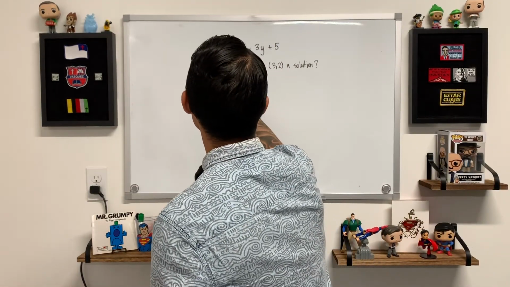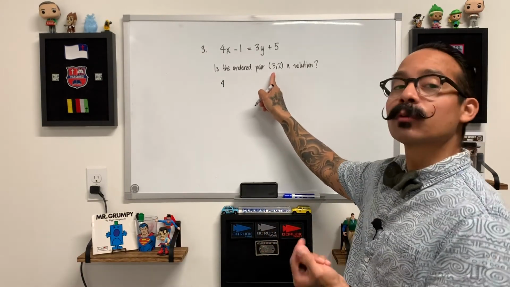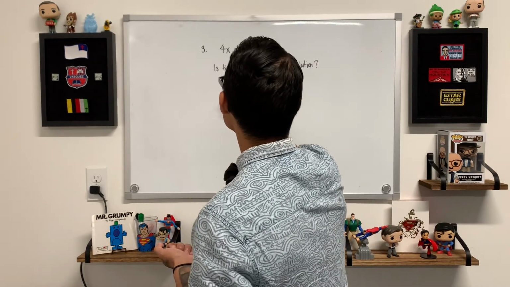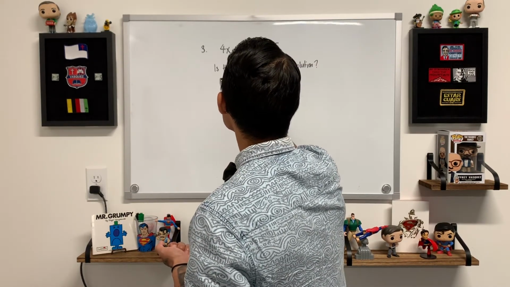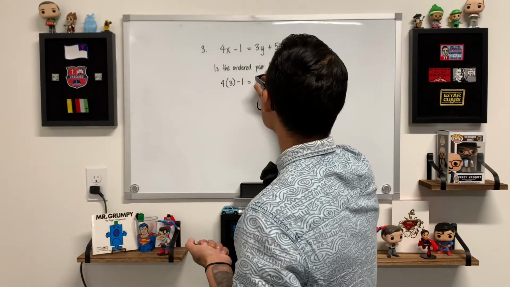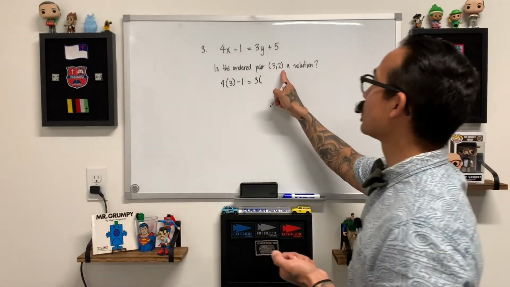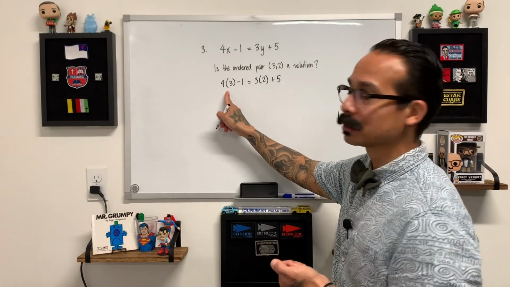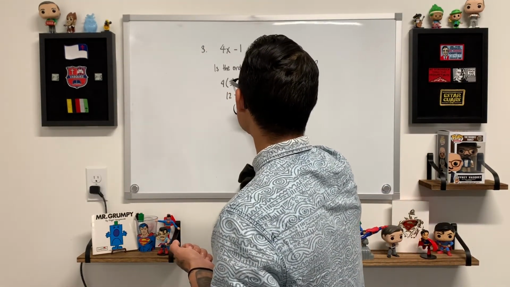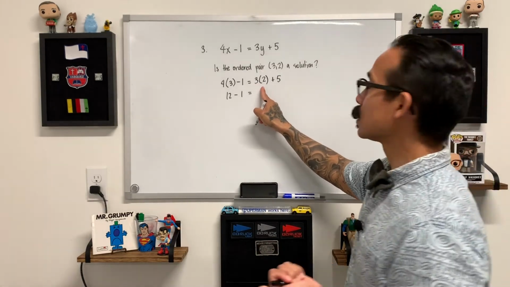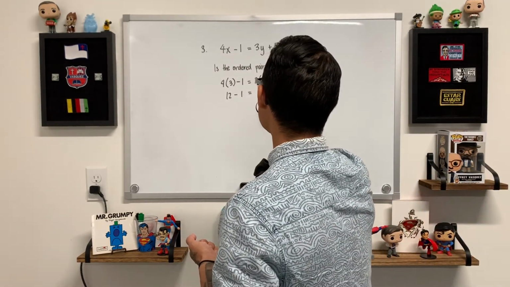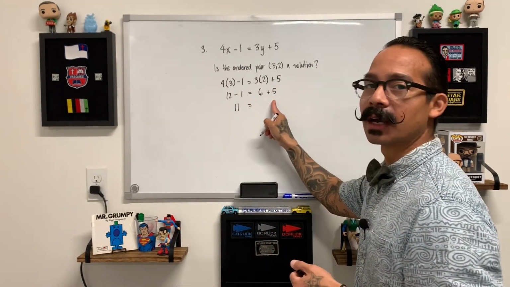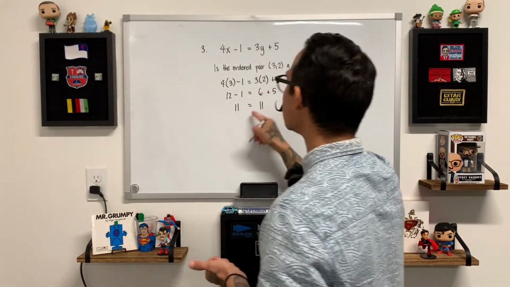So every time I see that x, I'm going to substitute and write down 3. Every time I see that y, I'm going to write down 2. So instead of writing 4x, I would write down 4 times 3 minus 1 is equal to 3, and in parentheses, I'm going to substitute for that y value, which is 2. Then I'm going to add 5. What's 4 times 3? That's right, it's 12 minus 1 on one side. It's 3 times 2. That's right, it's 6, plus 5 on the other. 12 minus 1, 11. 6 plus 5, also 11. 11 is equal to 11.